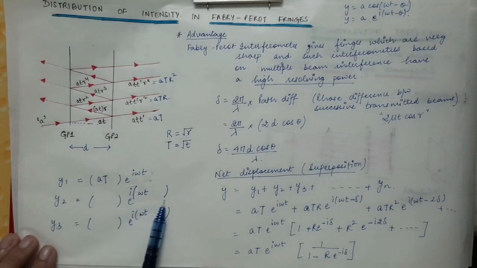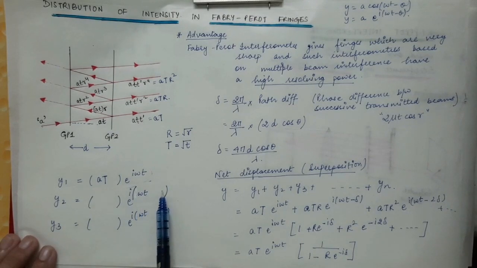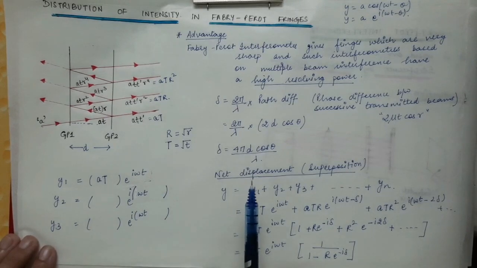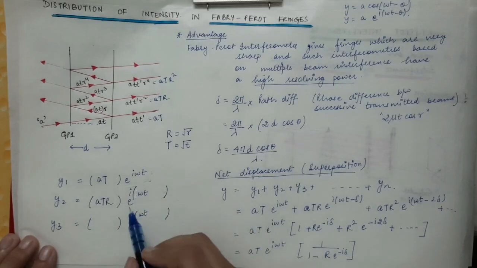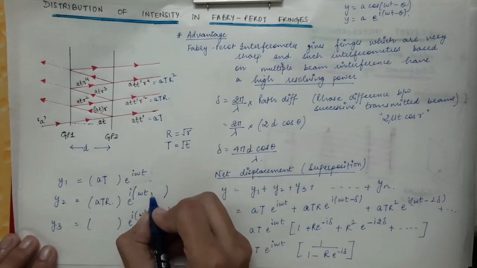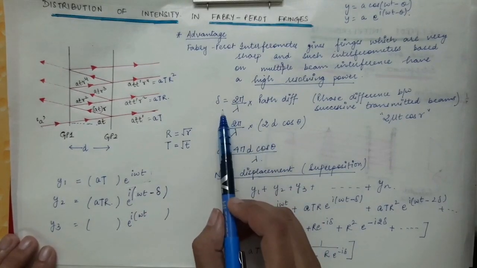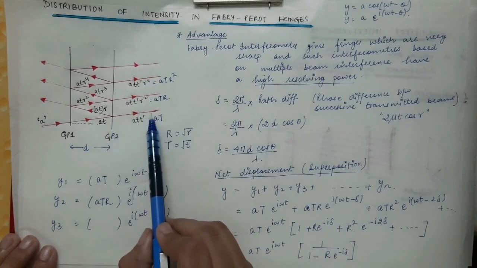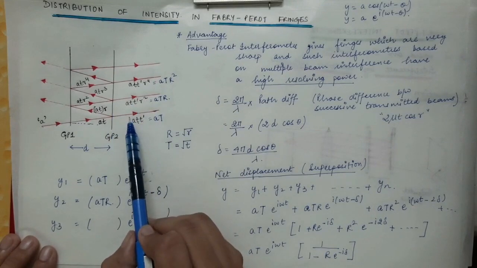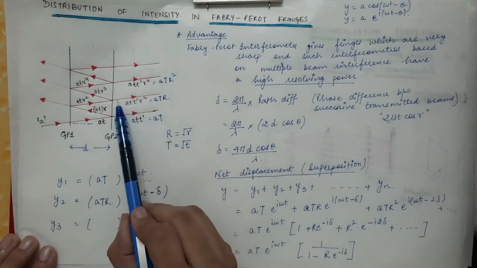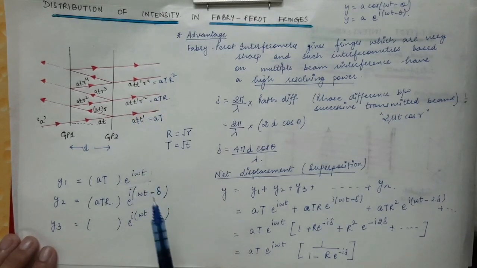Now the equation of the second transmitted ray will be the amplitude times e^(iωt), then the phase difference. So the amplitude is ATR and e^(iωt) with minus delta. Now what is this delta? It is the phase difference. So the first ray has a phase of 0. The phase of the second transmitted ray will differ from that of the first transmitted ray by delta.